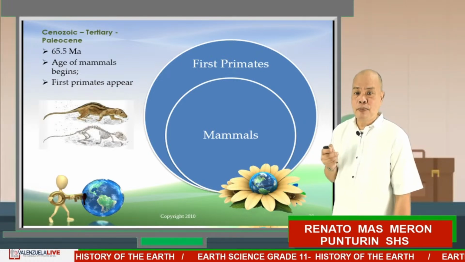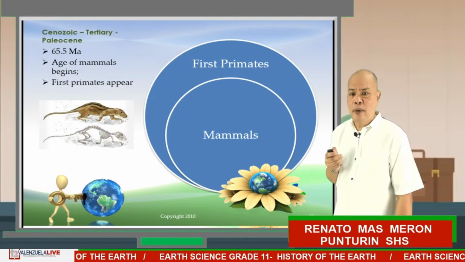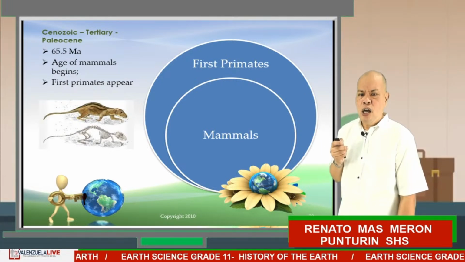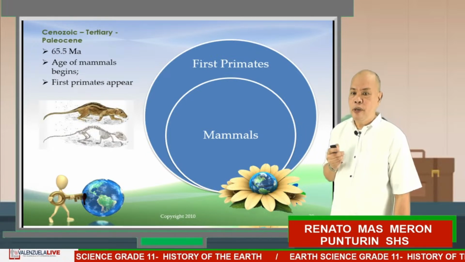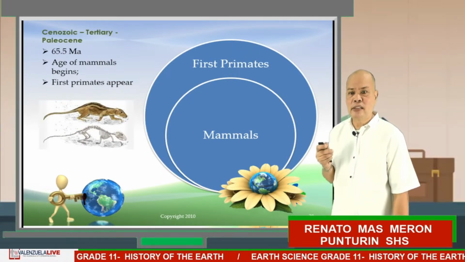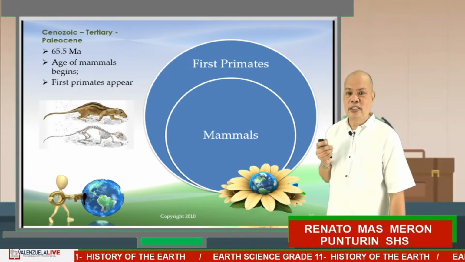Age of mammals began. First primates appeared on Earth. What do you think the reason why the appearance of first primates on Earth? You may post your answer in the comment box. You have 10 seconds to answer the question.